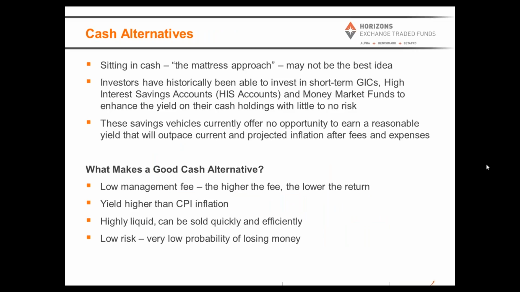Historically, investors have been able to invest in short-term GICs, high-interest savings accounts, and money market funds to enhance their yield on their cash holdings with little to no risk. Those are all very, very safe, and in most cases guaranteed places. But these savings vehicles currently offer no opportunity to earn a reasonable yield that will outpace current and projected inflation after fees and expenses. So let's think about what makes a good cash alternative, and we've got a table on the next slide that will help visualize this for everyone.